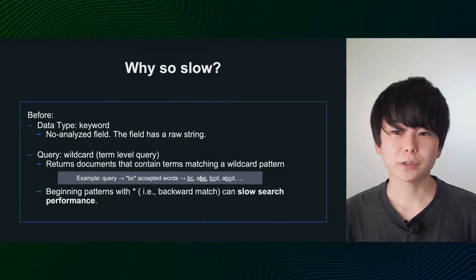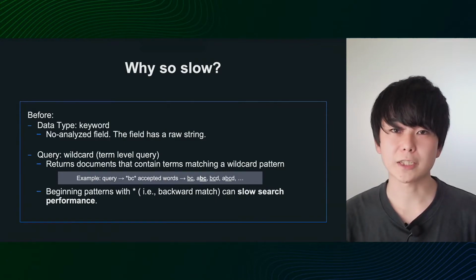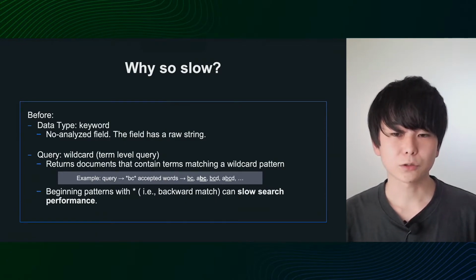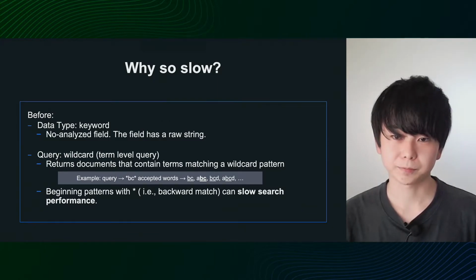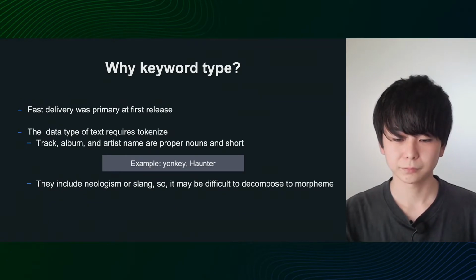As the name suggests, wildcard query is a query that uses wildcard to describe the pattern. As shown in the example, the query wildcard BC wildcard matches strings such as BC, ABC, BCD, ABCD. However, as mentioned in the official reference, this wildcard query may result in slow search performance for so-called backward matching queries that start with the wildcard. In this case, this search method of linear search over a large amount of data was the root cause of the problem.